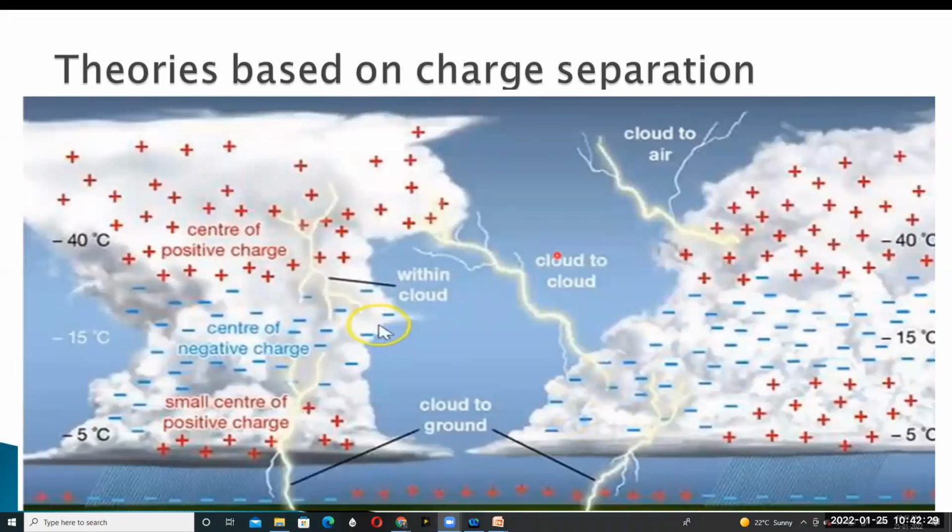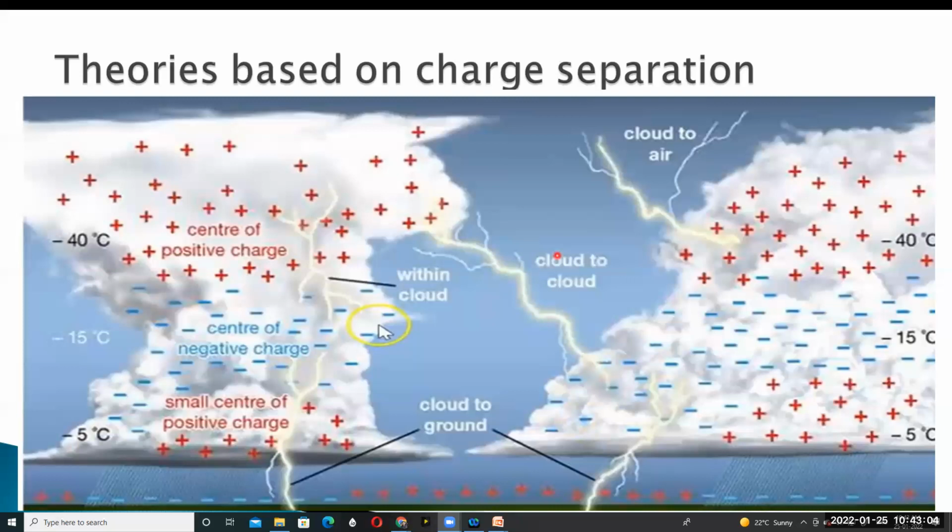Lightning is a peak discharge in which the charge accumulated in the clouds discharges into the neighboring cloud or to the ground. So the electrode separation, that is, cloud to cloud or cloud to ground, is very large, approximately 10 kilometers or more.